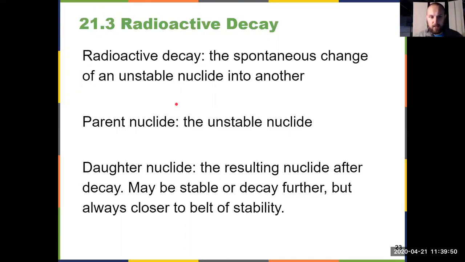And it undergoes decay, and there's a couple types we're going to see in this section, to form what's known as the daughter nuclide. Okay? That's what results after decay. We might stop there after one step if it's stable, or we can decay further. But we're always moving to get closer to the belt of stability and end up being something that's not radioactive.